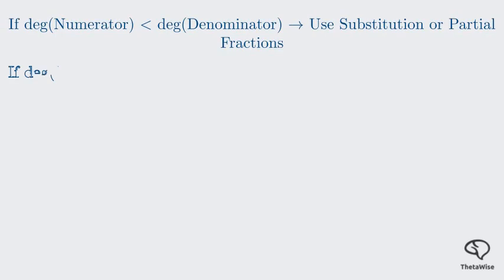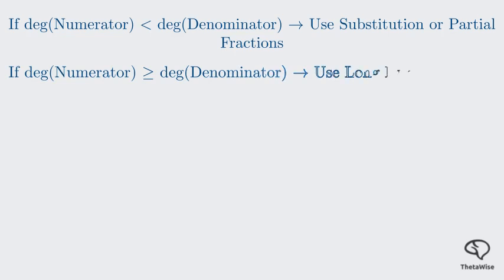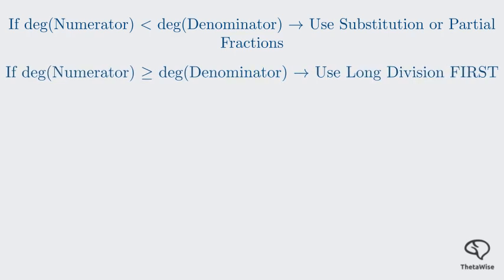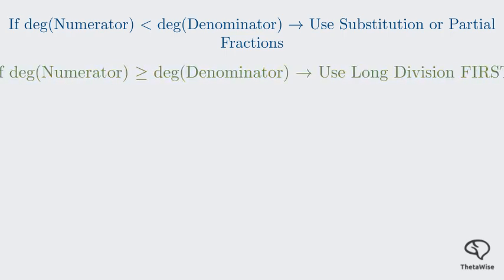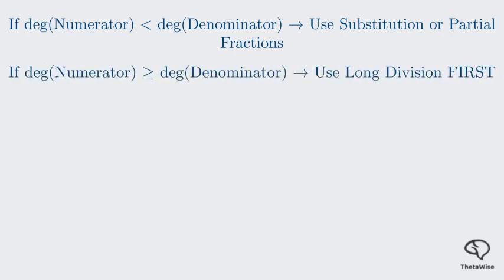Second, if the degree of the numerator is greater than or equal to the degree of the denominator, you must first perform polynomial long division. This breaks the fraction into a polynomial plus a proper fraction, which you can then integrate. This rule is non-negotiable. If the top is heavier than the bottom, you must divide first. Let's see these rules in action with our first example.